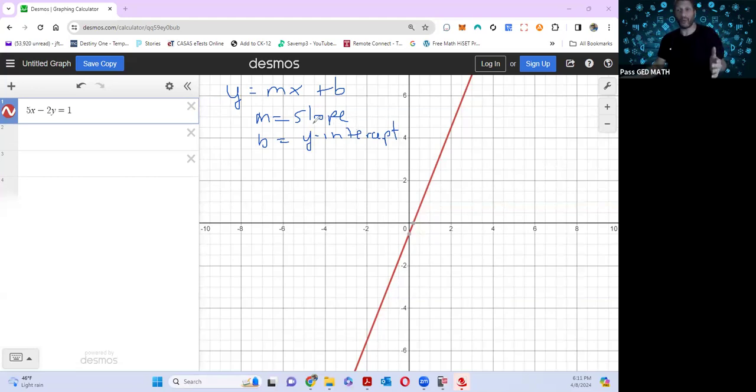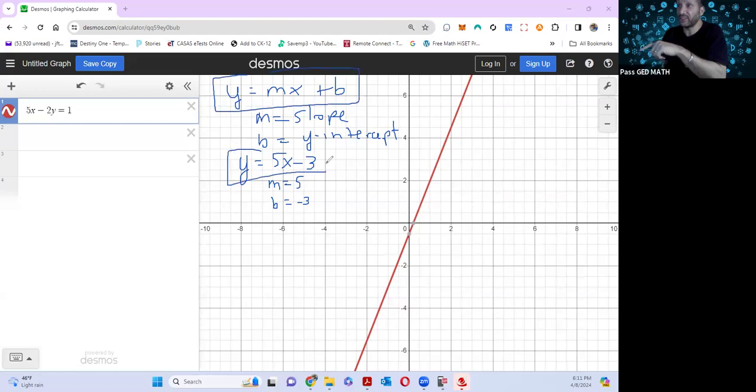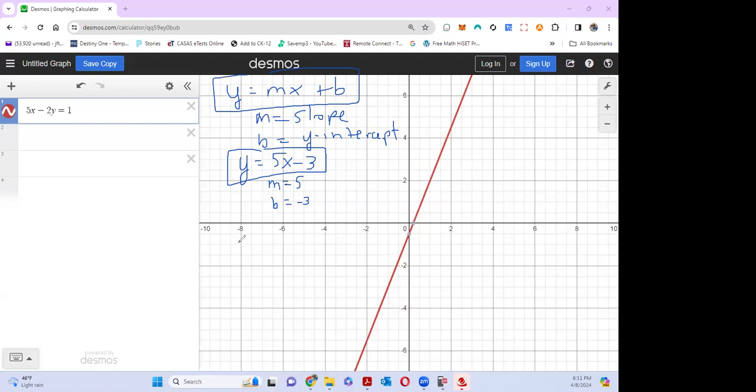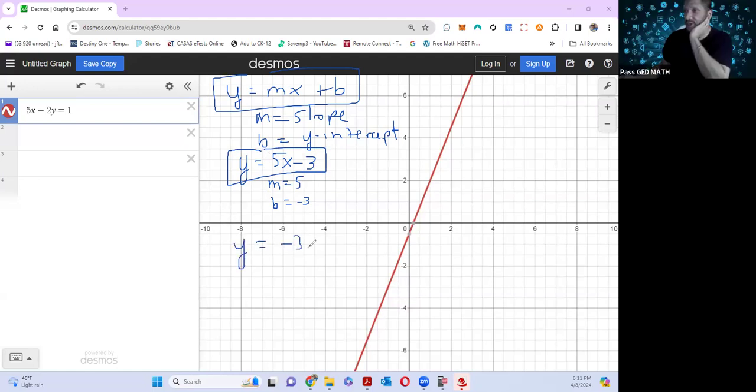So what happens is people remember, oh, whatever's in front of the x is your slope. Your slope is not 5 here. That only works if your equation is in slope-intercept form. So if I had y equal 5x minus 3, then my slope is 5 and my y-intercept is -3. This is the biggest mistake people make. Your slope is in front of x when your equation is in slope-intercept form, when it looks exactly like that. So if I had an equation like -3 plus 5x, this is not slope-intercept form.